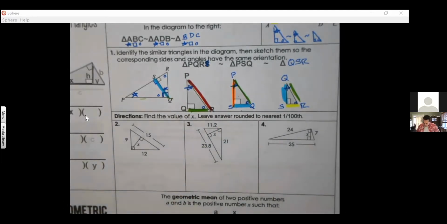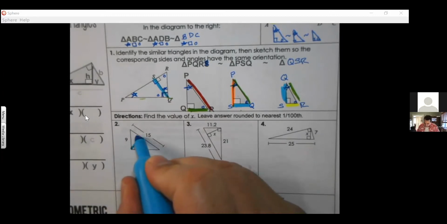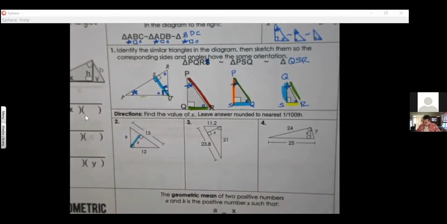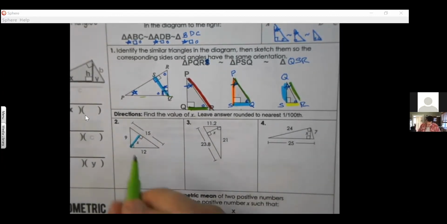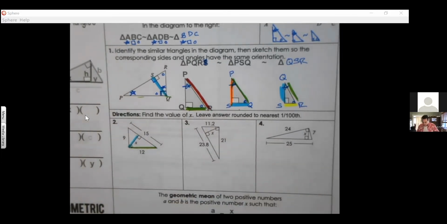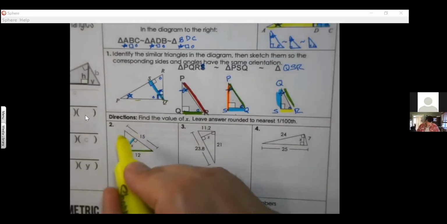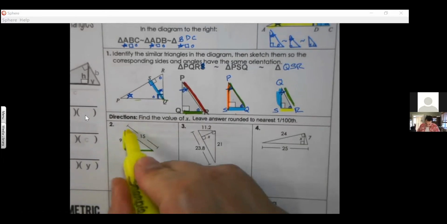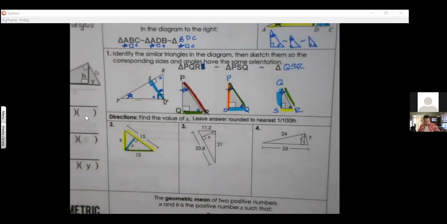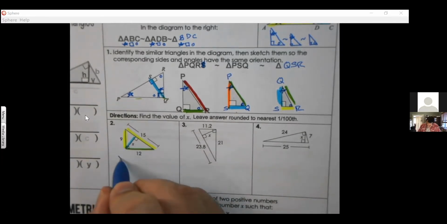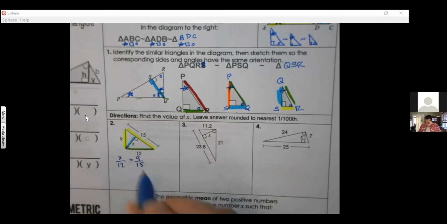So SQ is this little part, and I'm going to say that that is to the hypotenuse of the medium triangle as QR, which is the shorter side, is to its hypotenuse. Okay, so that's what I'm going after. I'm saying X is to 12 as 9 is to 15.